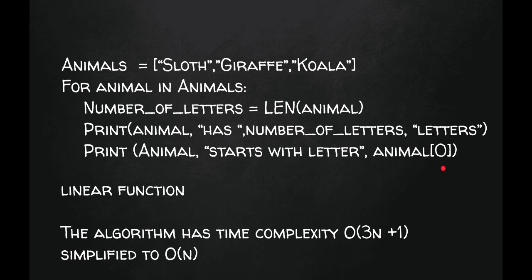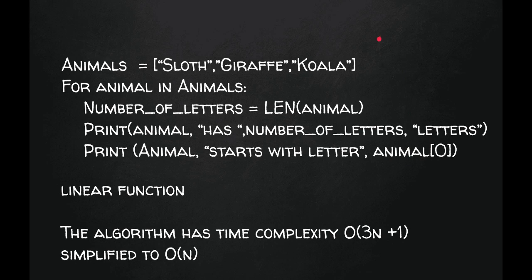Right, so look at the next one. So we have for loop again. Now, animals equals sloth, giraffe, koala. For animal in animals, we're looping through again. The next statement here, we're getting the length of animal. We're going to print how many letters are in animal. So animal has number of letters. So that will say sloth has 5 letters. Then animal starts with animal 0 will output sloth starts with letter S.